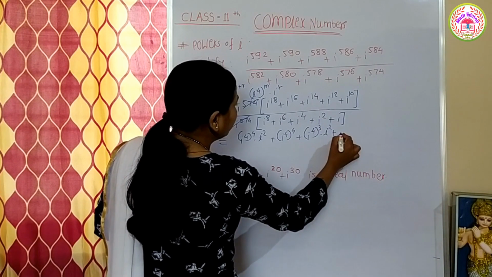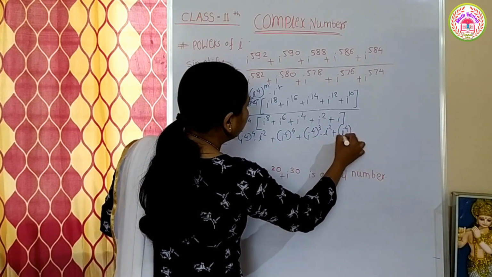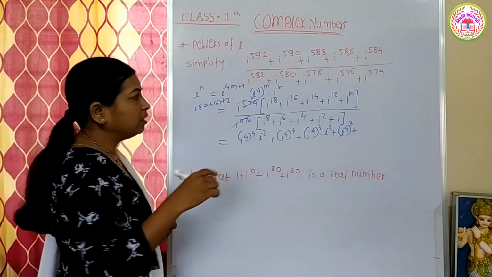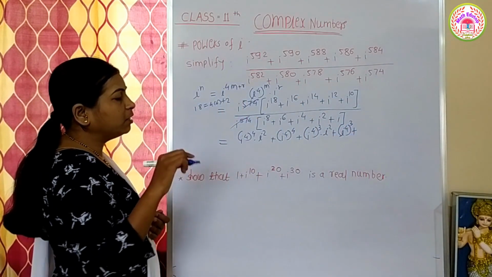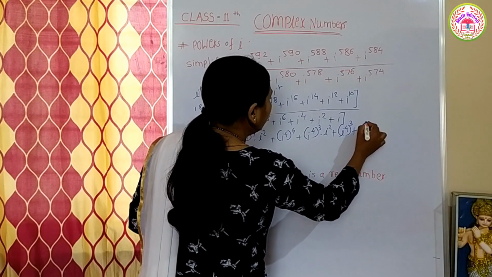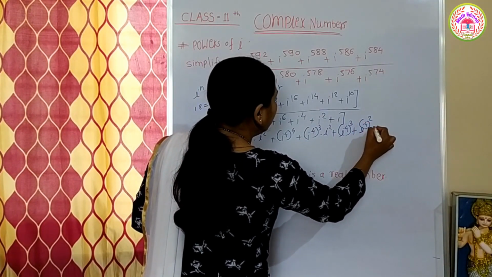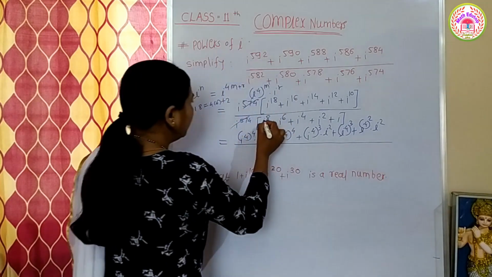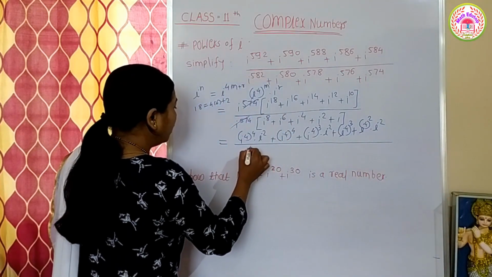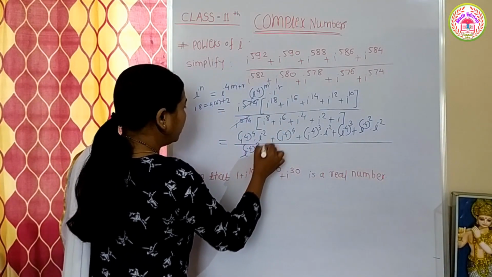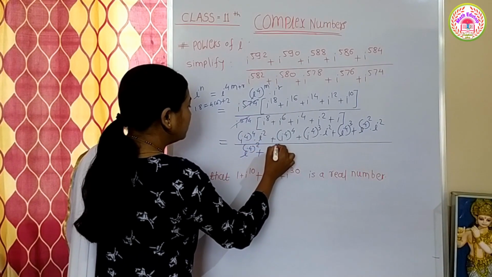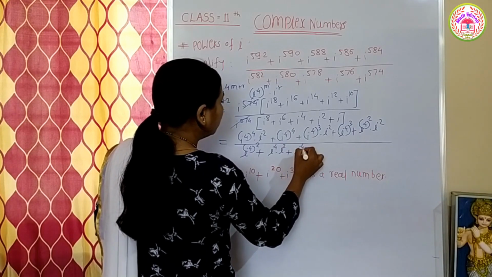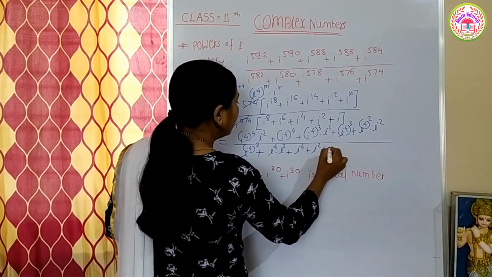Then next i raised to 10, so i raised to 12 is completely divisible by 4, then i raised to 3. Then i raised to 10, that is 4 into 2 is 8 and the remainder is 2, which means i raised to 4 raised to 2 into the remainder 2, i raised to 2. Then in the denominator, what is there? i raised to 4 raised to 2, and i raised to 6 means i raised to 4 into i raised to 2 power. Next is i raised to 4, next is i raised to 2, and next is 1.